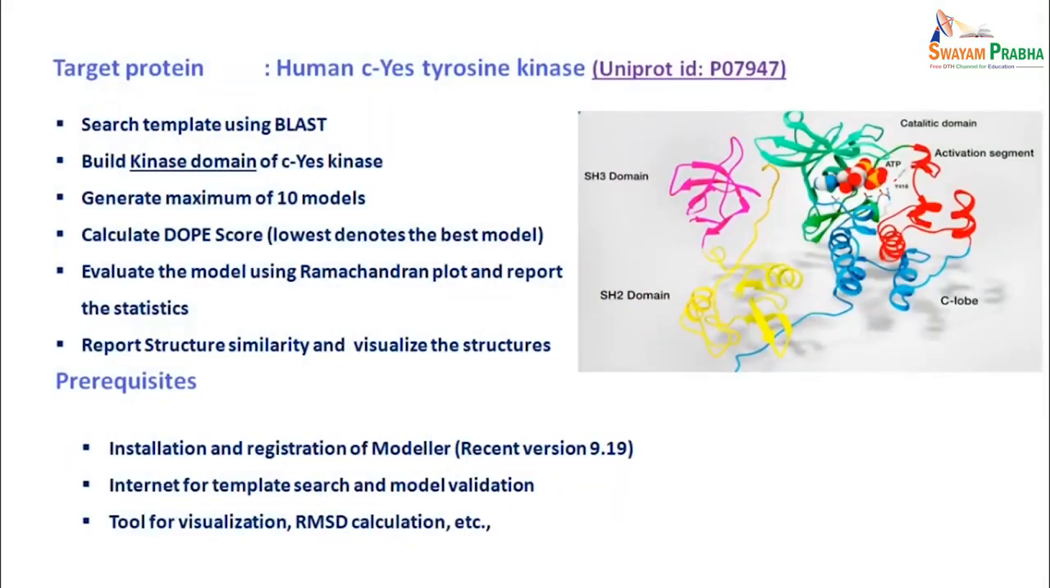Using Modeler software, we can do homology modeling, and here the task is predicting the structure of human CS tyrosine kinase, whose UniProt sequence ID is P07947. It includes a few steps: retrieving the protein sequence from UniProt, searching for a template using BLAST, and building the structure based on the template. These are the three essential steps which I am going to demonstrate.